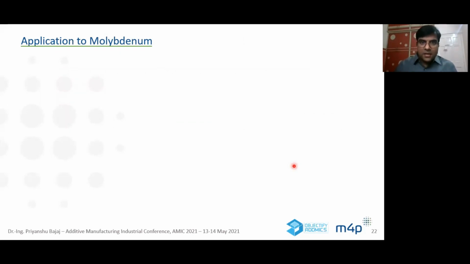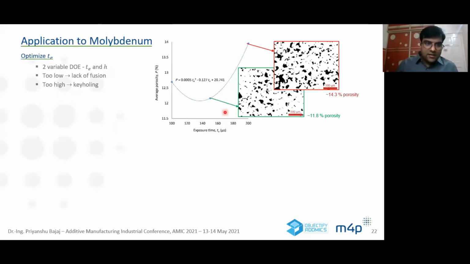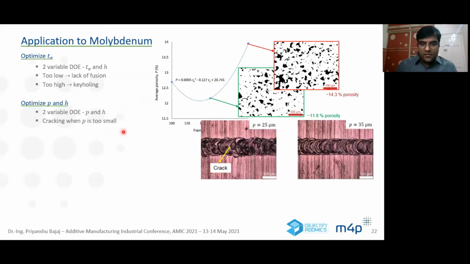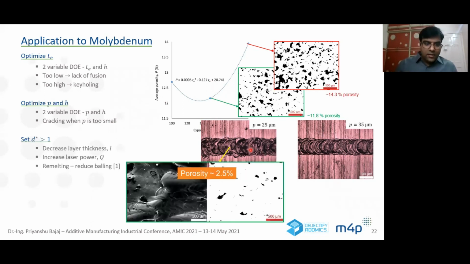I will show here some examples of pure molybdenum. Here we see, just using a simple DOE approach, I can see there exists an optimum exposure time for the material, and then similarly I can find values for an optimal point distance. When the point distance is too low, I start getting residual cracking. And using all these things together, and going back to our fundamentals and maximizing D star, we were able to reduce the porosity to almost 2.5%. So producing components more than 97% dense for pure molybdenum, that is good density. In, I think, 9 or 10 experiments, 9 or 10 different parameter sets. So very, very quick, very, very fast.